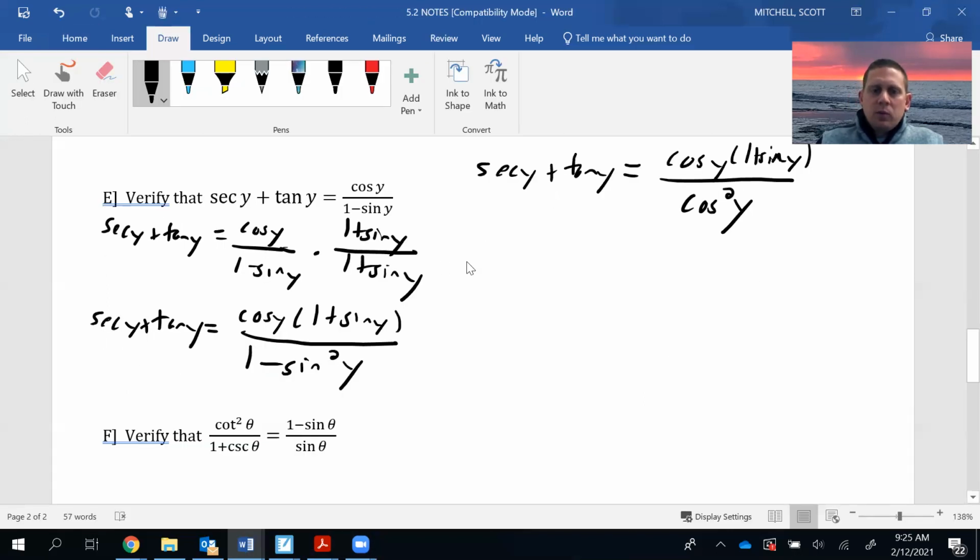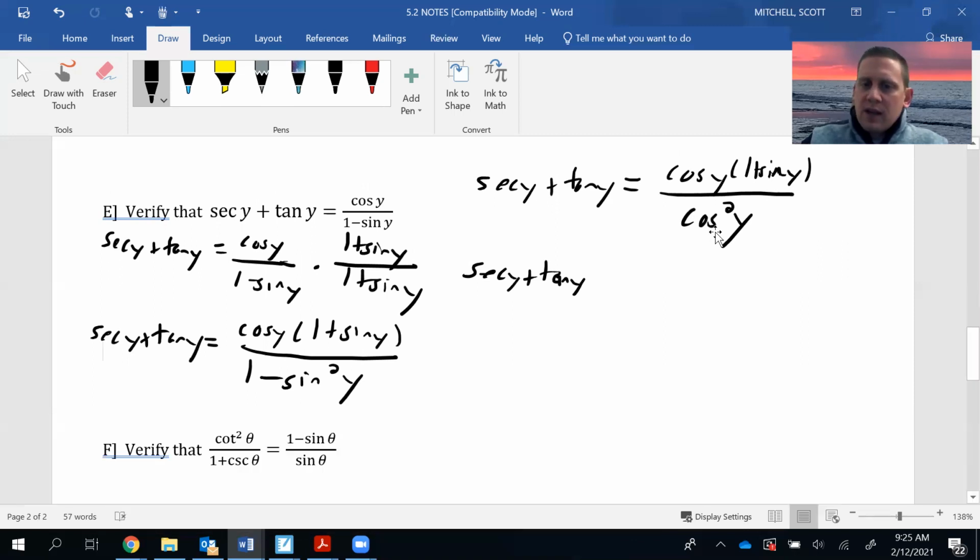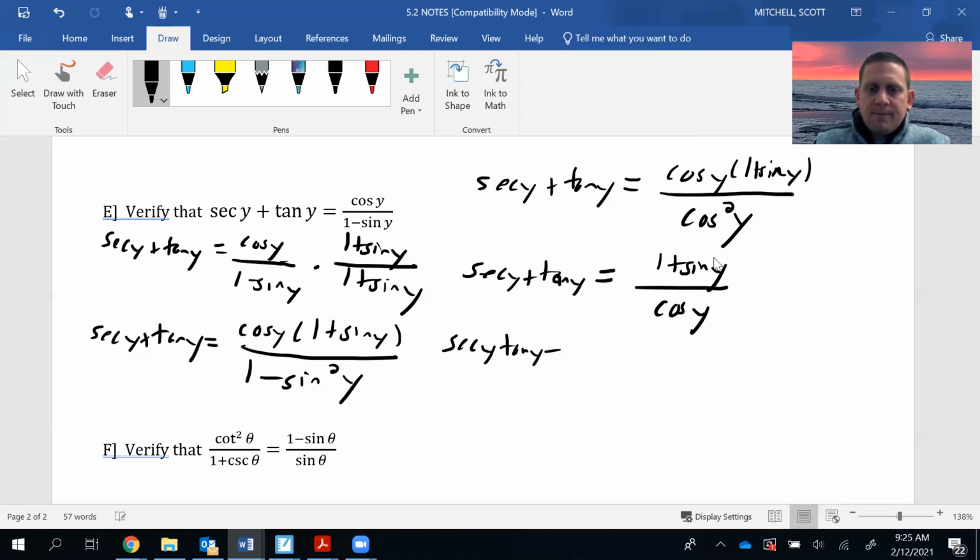Well, at this point, there was a reason I didn't want to multiply the top out. It's because I knew that a cosine was going to cancel. The one cosine on the top is going to cancel with one of them on the bottom. So the one cosine on the top canceled with one of them on the bottom. Again, we are still equal to what's on the left side.